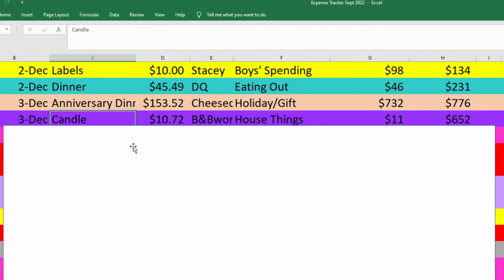So since we were at the mall and the Cheesecake Factory, I went and bought a candle at the Bath and Body Works sale. This time I went in person, and this one was just for me. I spent $10.72, and I took that out of our house things budget, and I spent a total of $11 out of that fund now, and I have $652 remaining.